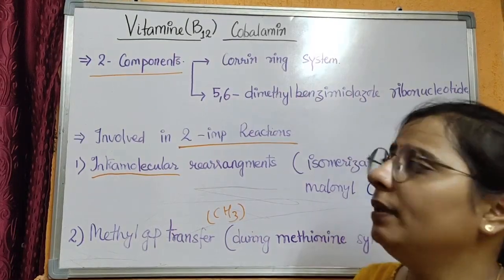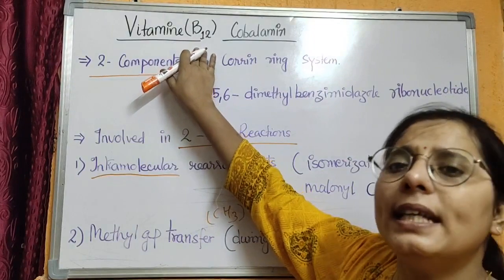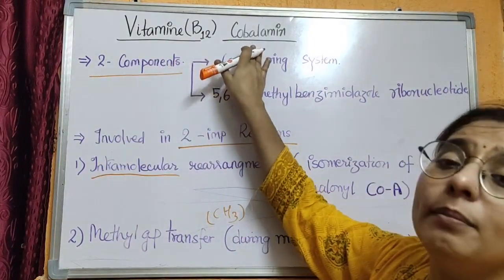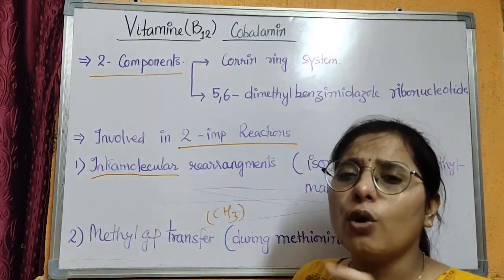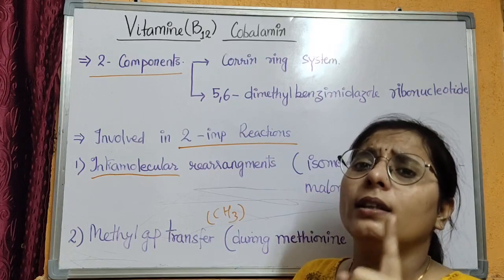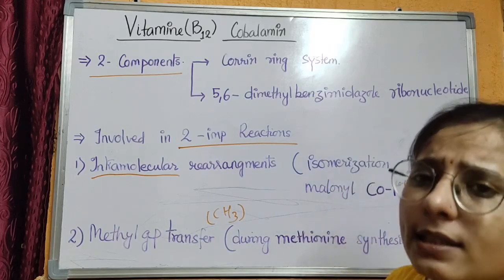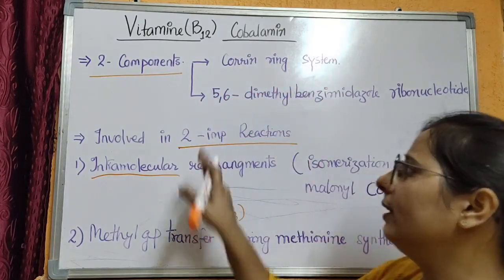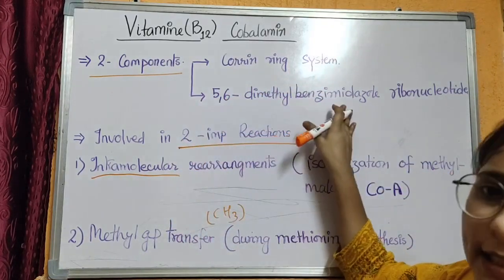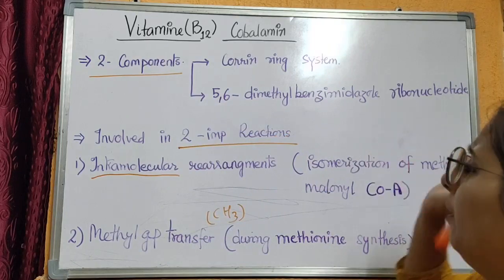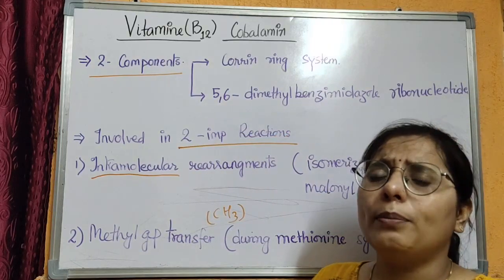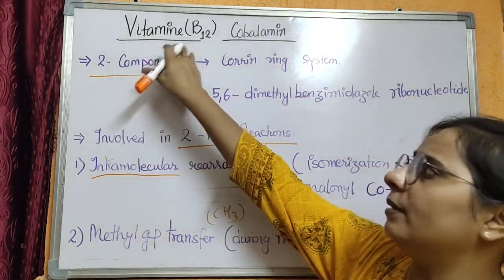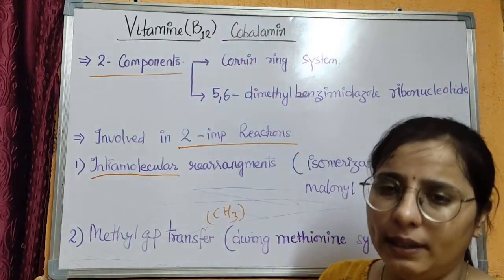The next vitamin is vitamin B12. It is also called cobalamin. It has two components in its structure. The first component is the corrin ring system, and the second component is 5,6-dimethylbenzimidazole ribonucleotide. The two components together form vitamin B12, or cobalamin.